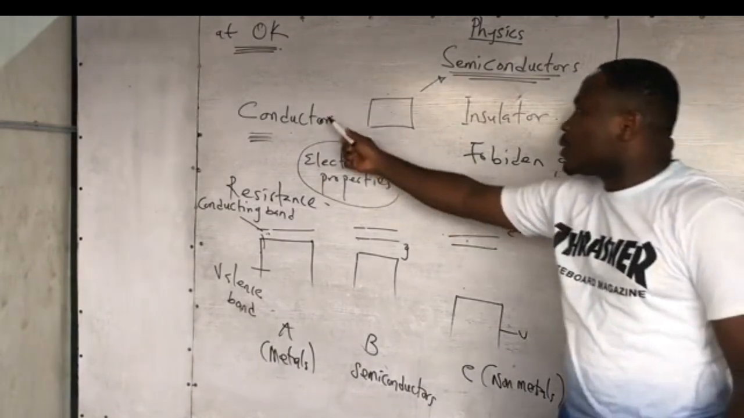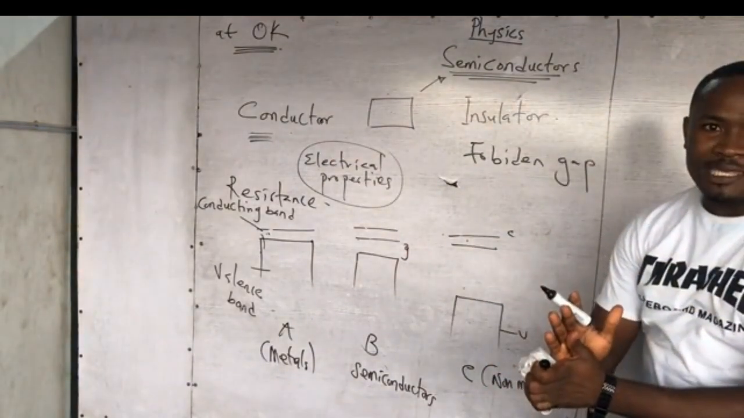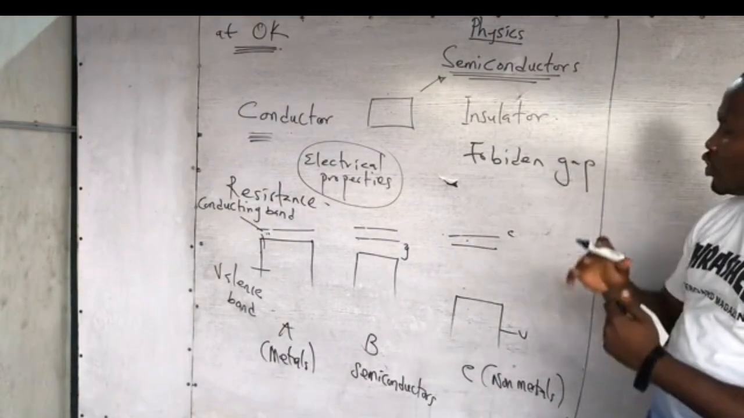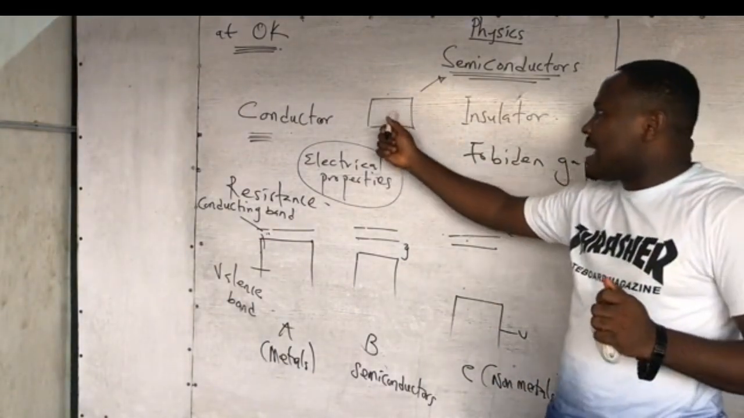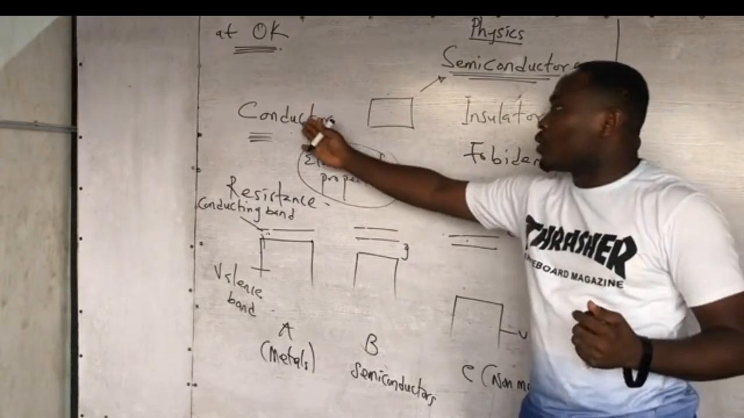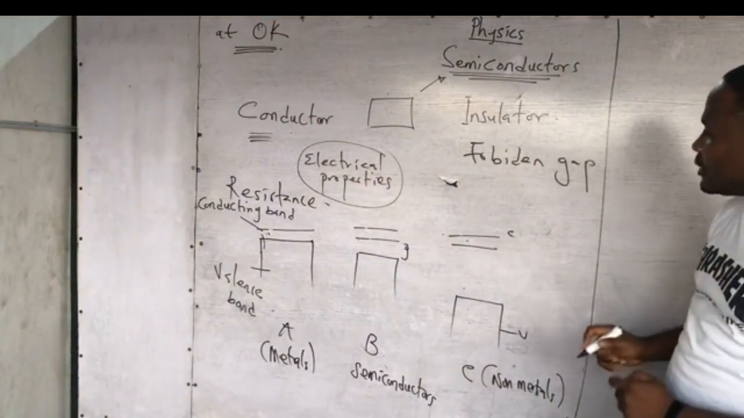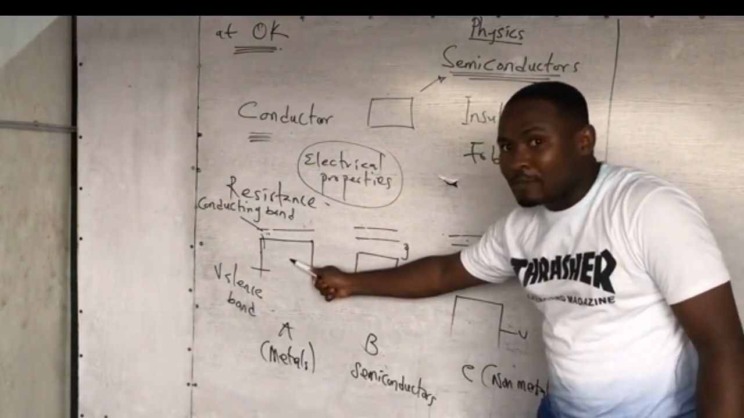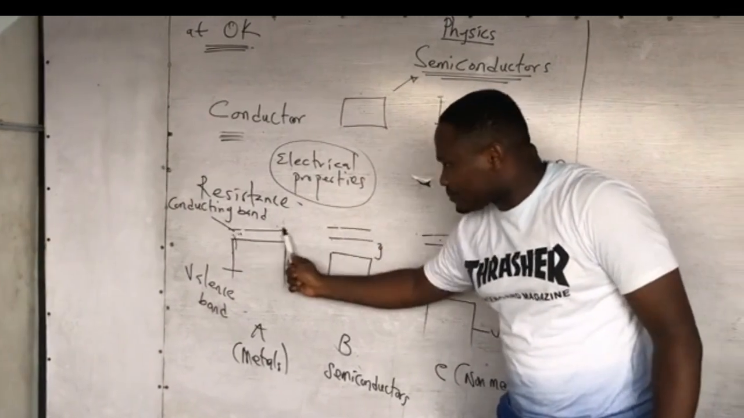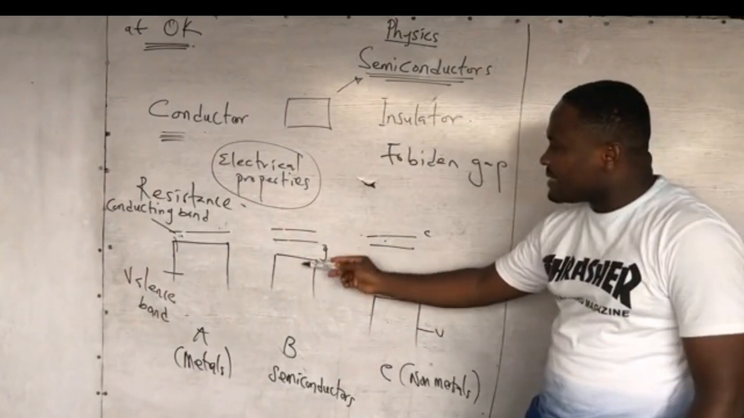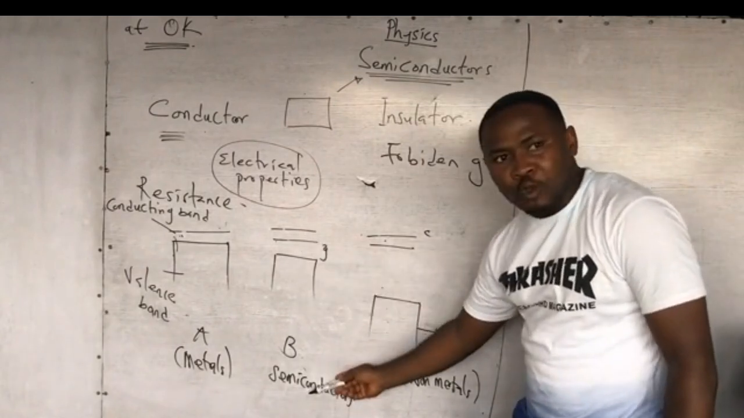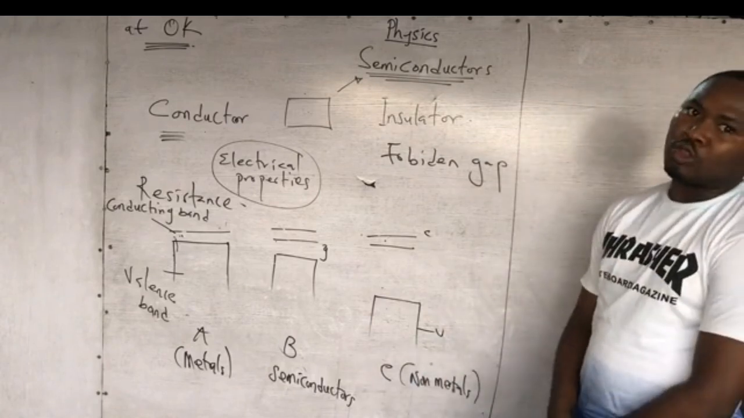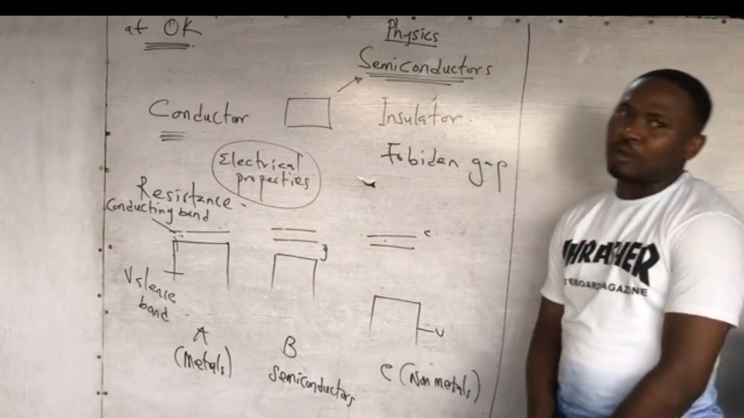Remember, we talked about the conductor having a low resistance to current flow, but the insulator has a high resistance to current flow. Here, it means there is an intermediate between that of the conductor and the insulator. In a conductor, there is an overlapping of the conducting band and the valence band, hence there is no forbidden gap between both of them. But in a semiconductor there is a narrow forbidden gap, while there is a wide forbidden gap in a non-metal or an insulator.